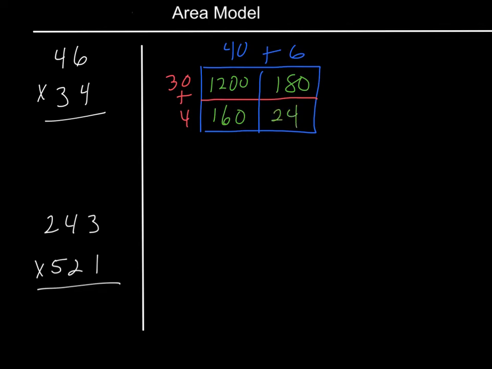And then they just need to add those up. If they're not quite capable of adding them up sitting inside the area like that, it's no big deal. They can write them like this: 1200, 180, 160, and 24, and add them to get 1,564.